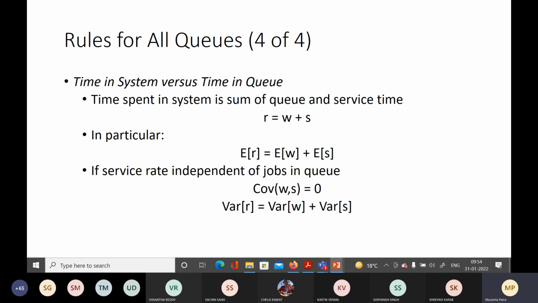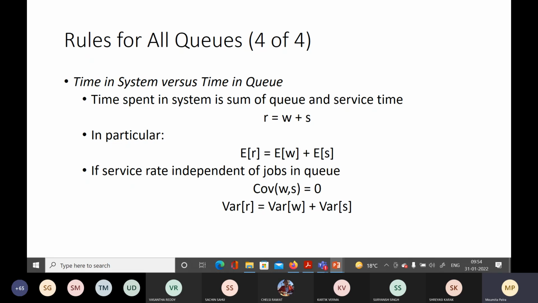All right, this is the last rule for queues, that is time in the system. What is the relationship between time in the system and time spent in the queue for a job? This is also pretty simple. The amount of time spent in the system by a job will be equal to the time it spends in the queue plus the time it spends in getting served, that is R is equal to W plus S. Similarly, we can write E of R is equal to E of W plus E of S.